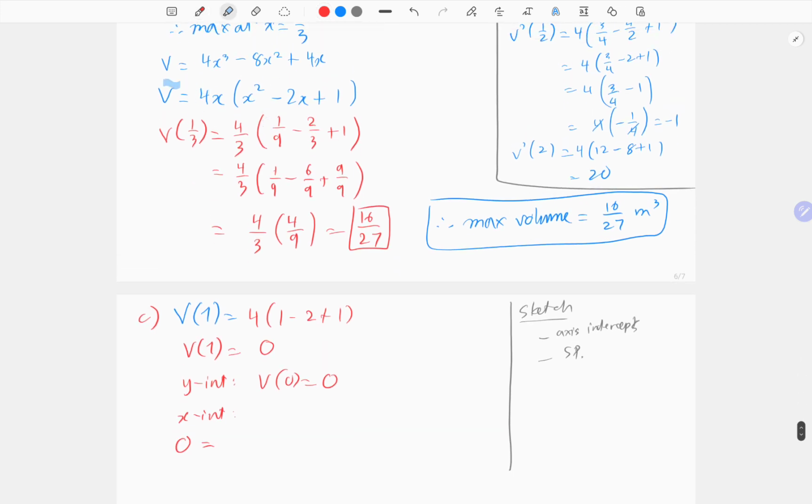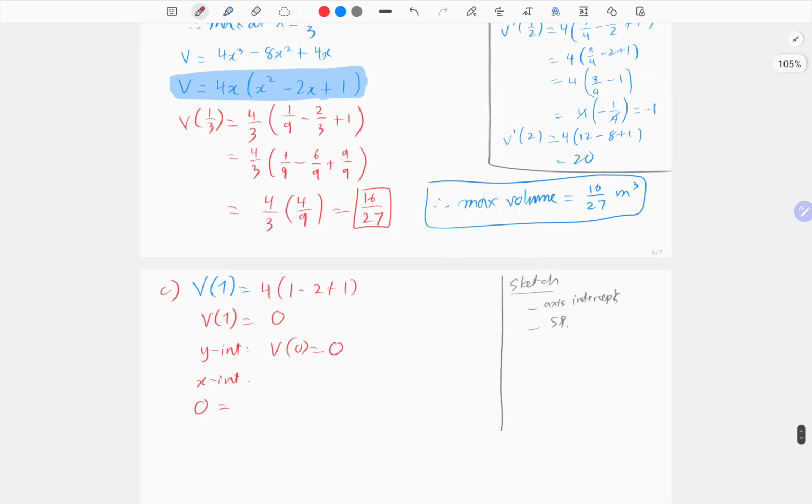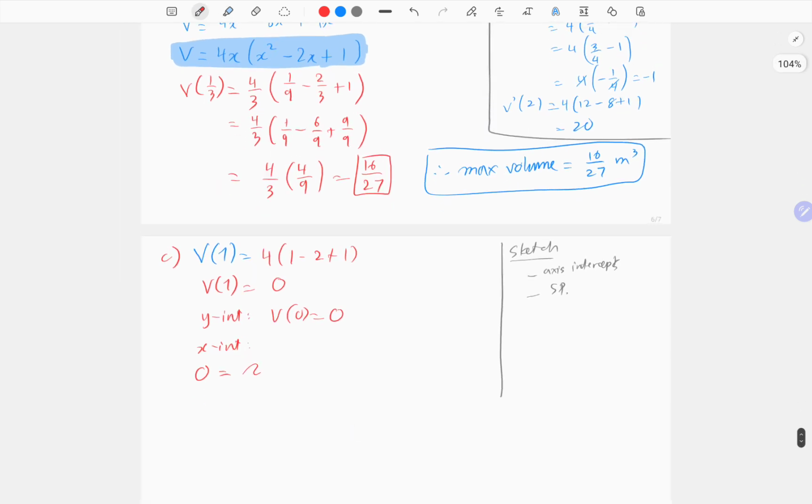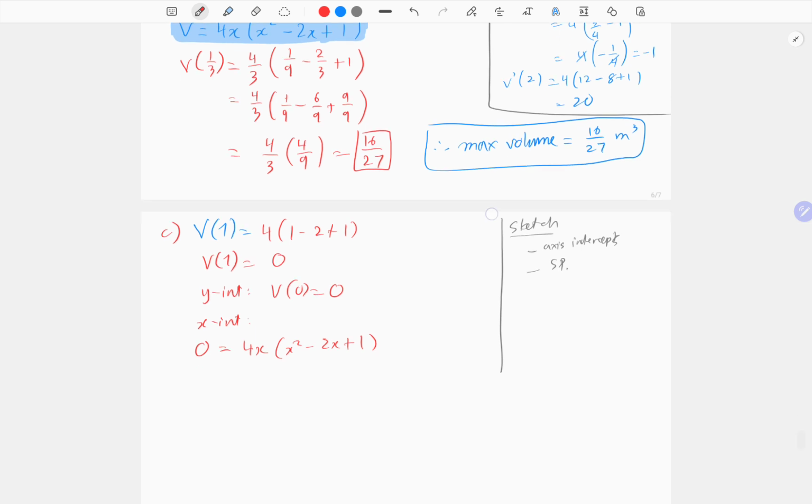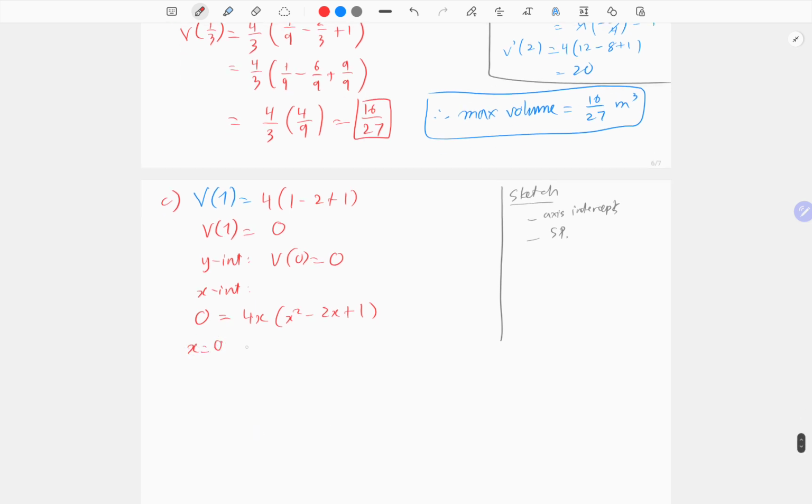So you see, if you do the factorized version of the equation, most of the time you will end up using that later. So you only have to factorize once. It's a very good habit in math methods: just factorize your equation. So 0 equals 4x times (x squared minus 2x plus 1). So then x equals 0, or x squared minus 2x plus 1 equals 0.